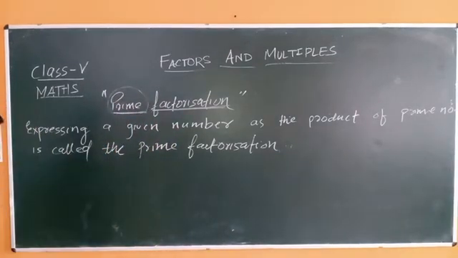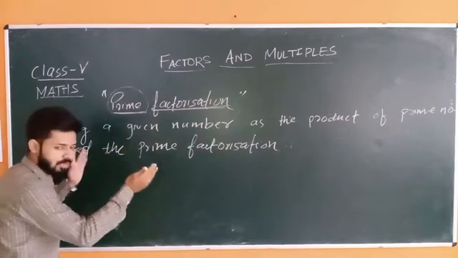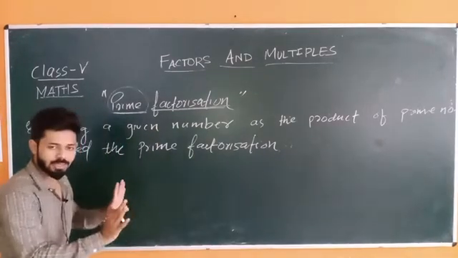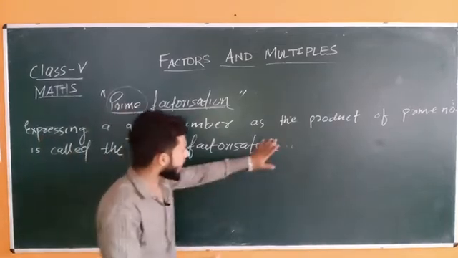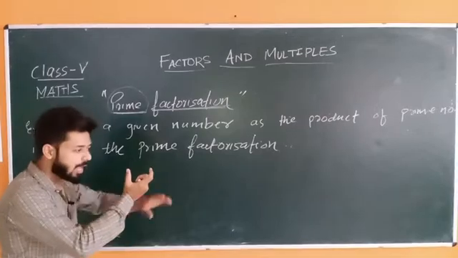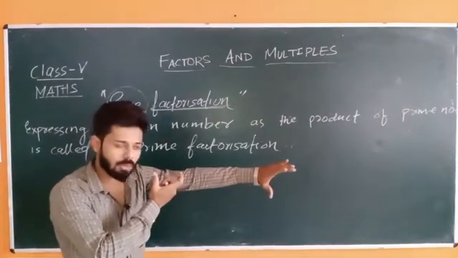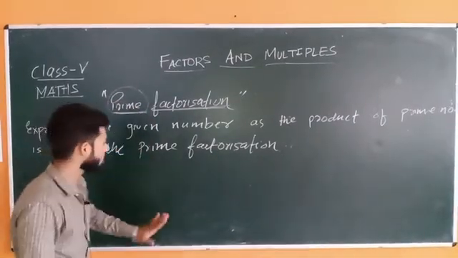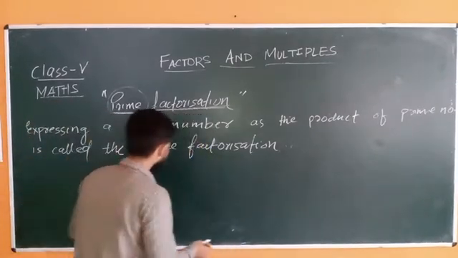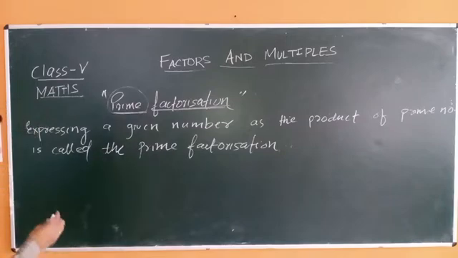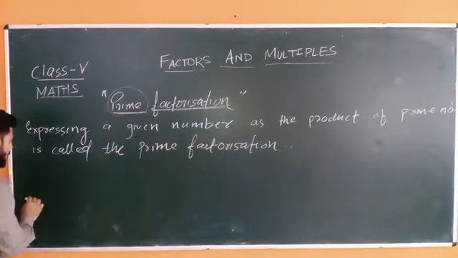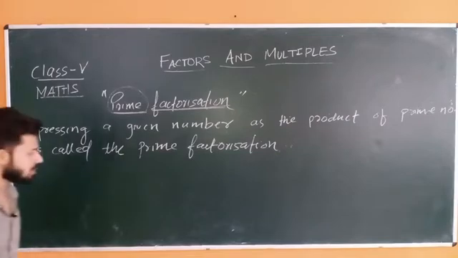So let us try to understand the definition of prime factorization. Expressing a given number as a product of prime numbers is called prime factorization. Let us try to understand this concept with the help of an example. You can find a prime factorization by the division method. So what is the division method?